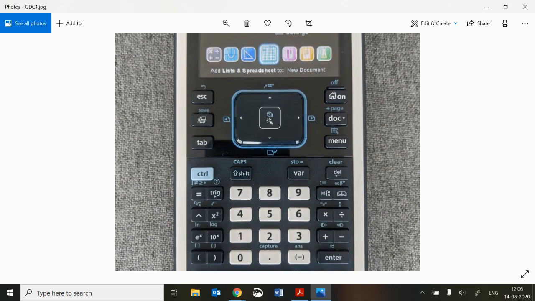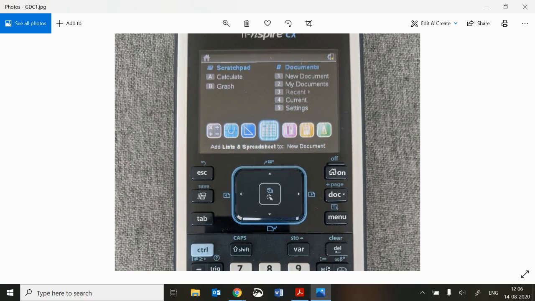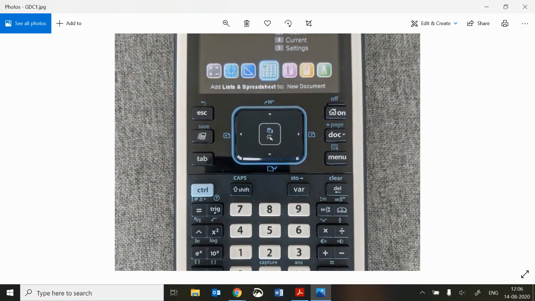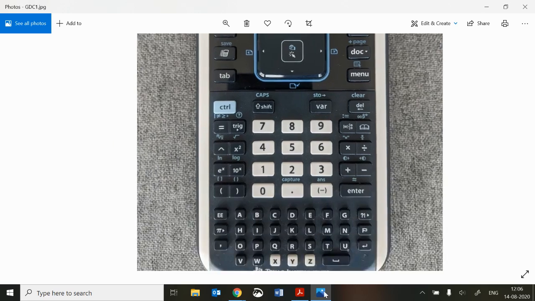Okay, so there's another way of doing that. If you want to go to Scratchpad and you're just working on there and it's not accepting complex numbers, you can go to Document and then to Settings that way. So you just need to change your settings from real to rectangular.